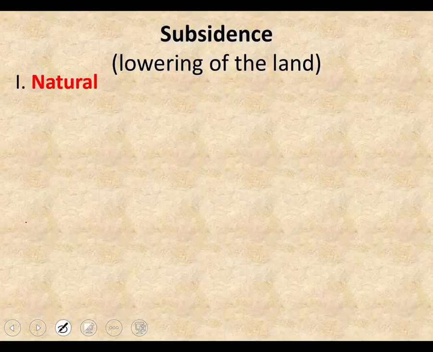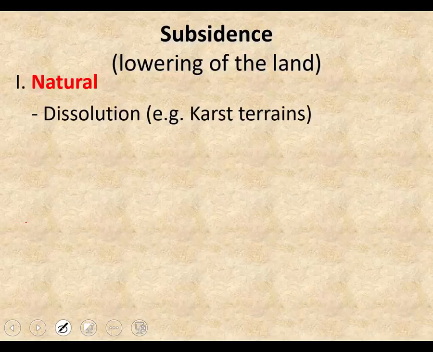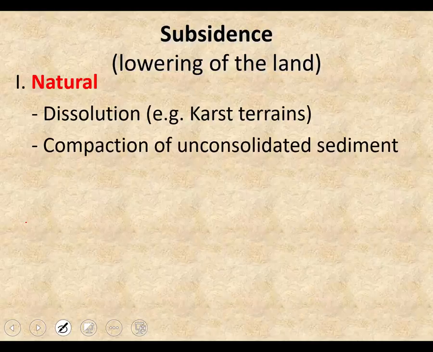You through? Ready? Okay. There are natural processes, dissolution, and these result in a type of topography we call karst terrain. And so that's one of our geomorphic clues that this is a problem. Compaction of unconsolidated sediment. This is a natural process that goes on, results in subsidence.